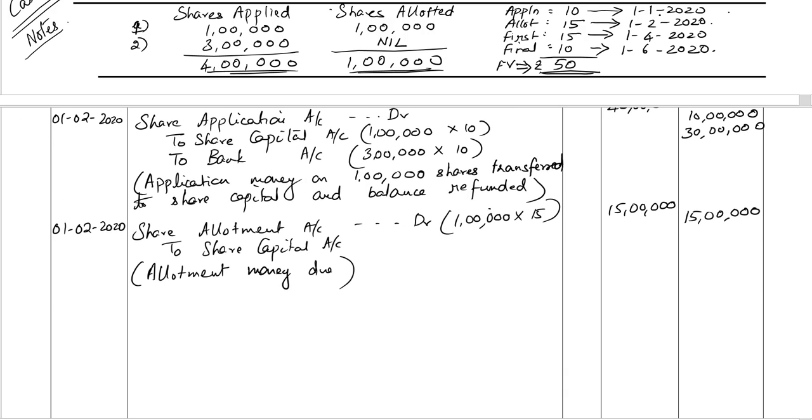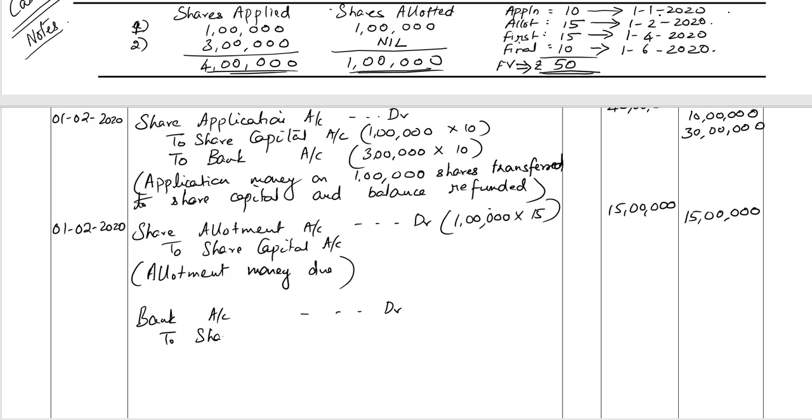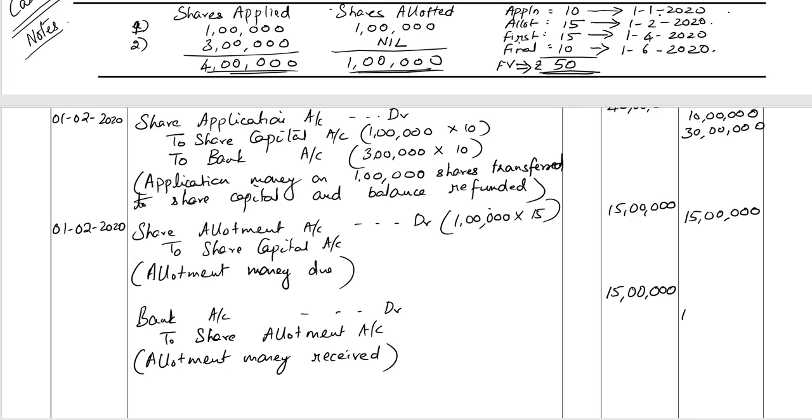Next entry is for the receipt of allotment money, bank account debit to share allotment account. For the allotment money received, the amount due has been received, so it's 15 lakh rupees.